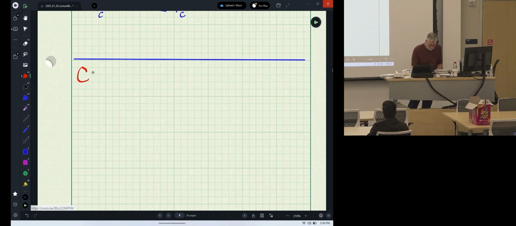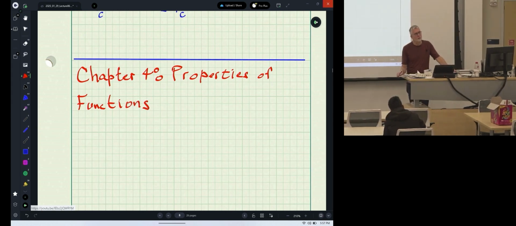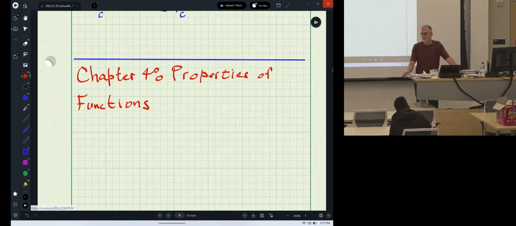Okay, so this is chapter 4. And I'll just give the short title, Properties of Functions. So what we're covering here in chapter 4 is usually what's done in the first 3 weeks of Math 115, when you start with differential calculus instead of integral calculus.